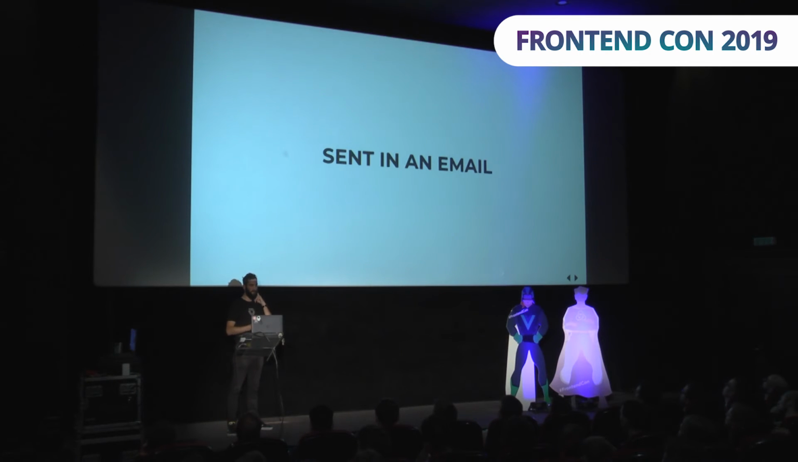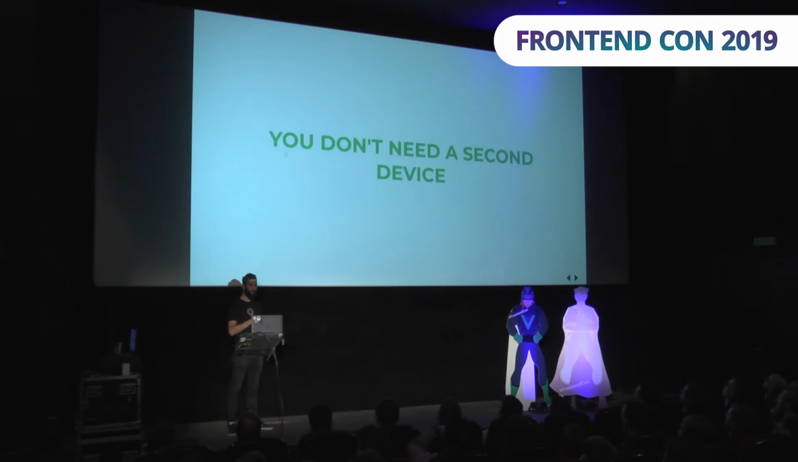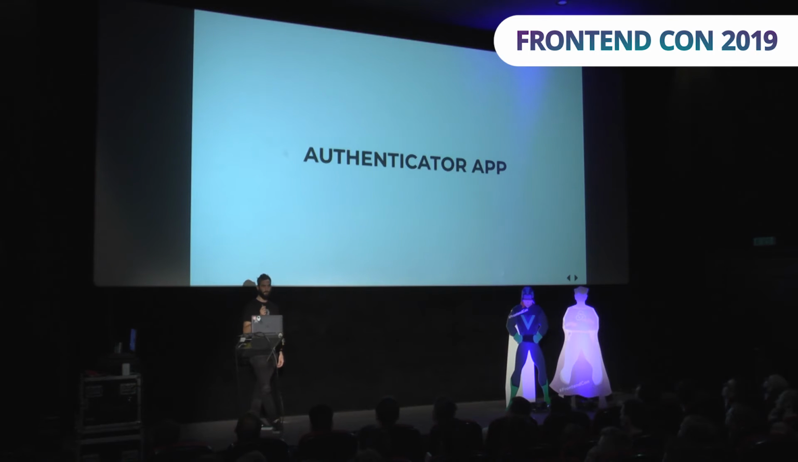You can also send them an email. If you use Slack, you might have used the email me a link button. It's a magic link. You click on it, and you're magically logged in. Basically, that link contains a one-time password as well. So you don't need a second device, because usually you have your email accessible on the device you're logging into. And emails can be intercepted. That's one of the downsides. Like text messages, emails can also be intercepted.